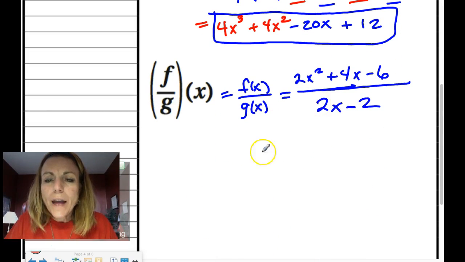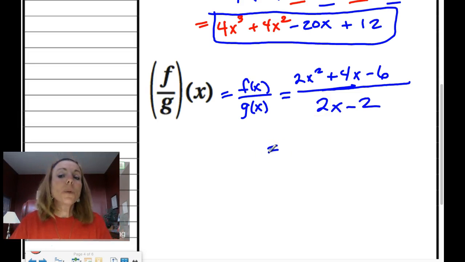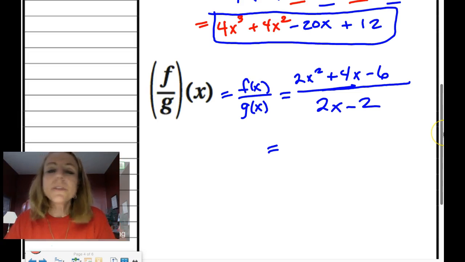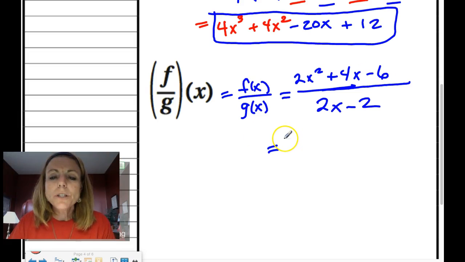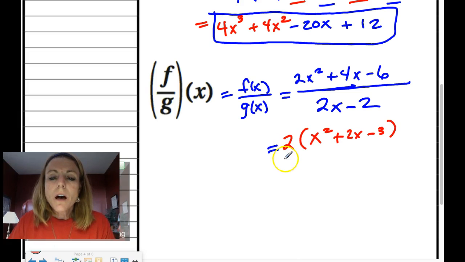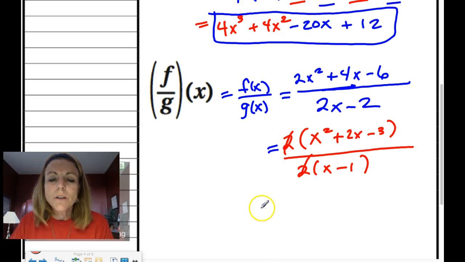And we're going to factor. Well, remember the question we always ask before we factor anything, is there a GCF? And I look and I think I can take out a 2. When I take out a 2, I get x squared plus 2x minus 3 all over, I can take out a 2 out of the bottom, x minus 1, and I see those 2's can cancel.